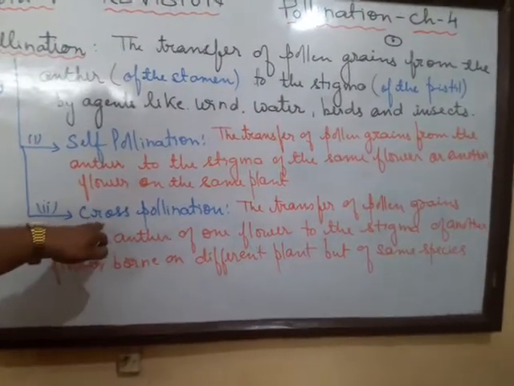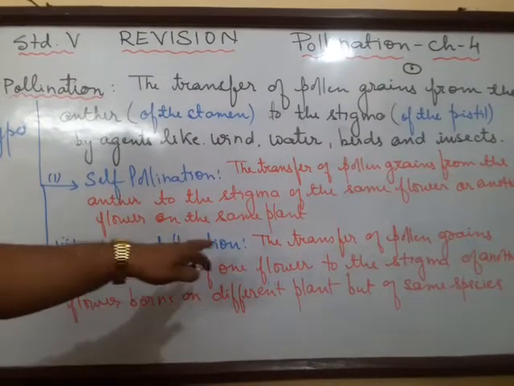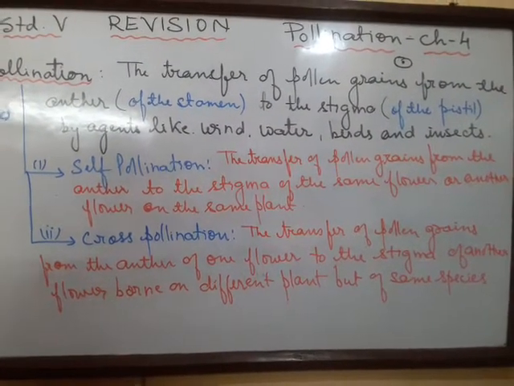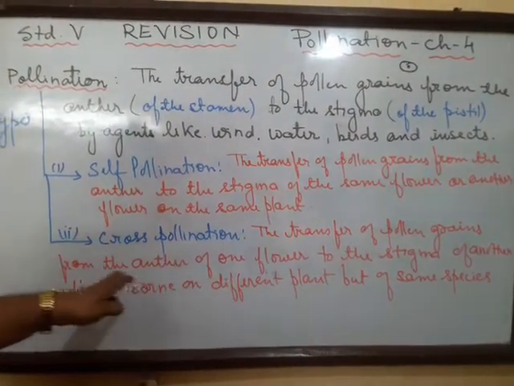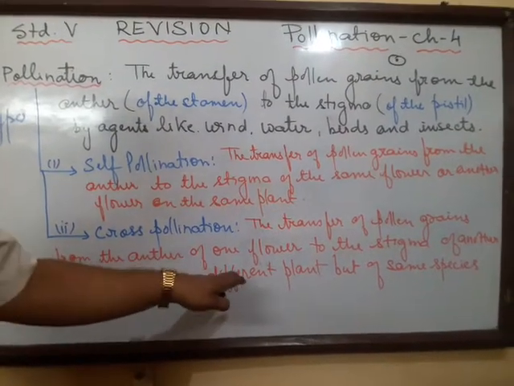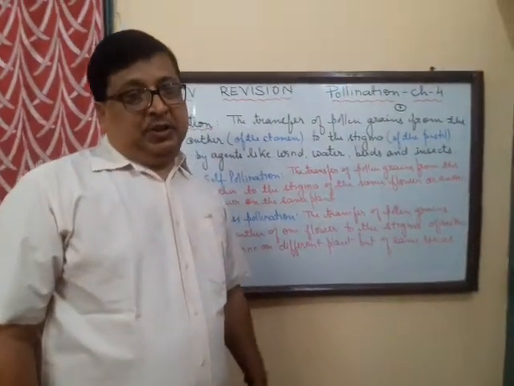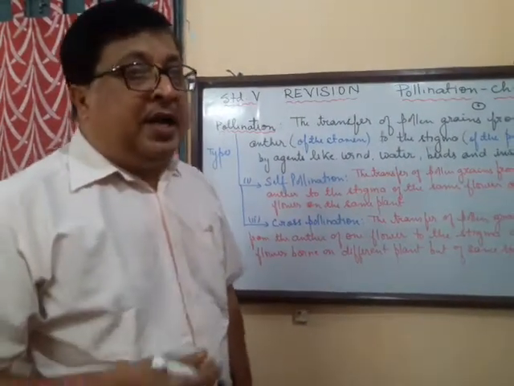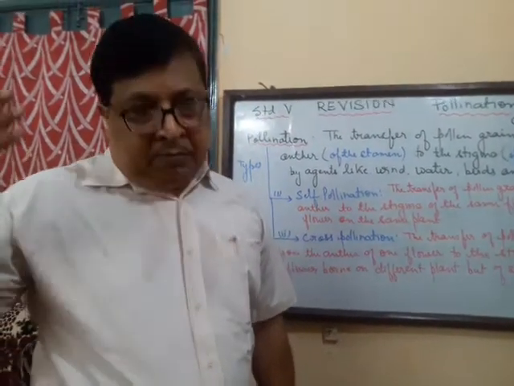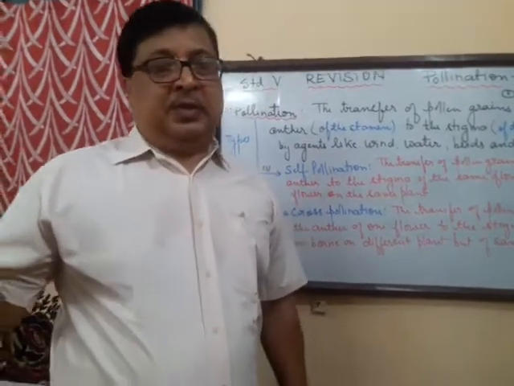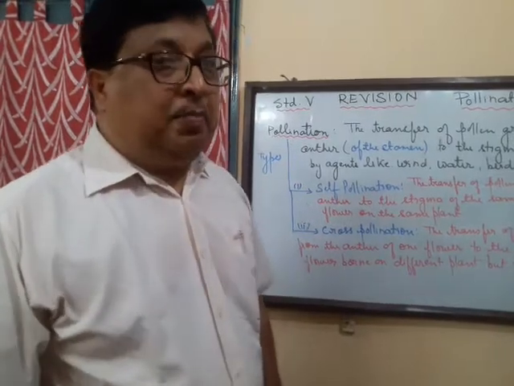The second type of pollination is cross-pollination. What is cross-pollination? It is the transfer of pollen grains from the anther of one flower to the stigma of another flower borne on a different plant, not on the same plant but on a different plant of the same species. That means pollen grains from a hibiscus flower will go to the stigma of another hibiscus plant. So this is about cross-pollination.